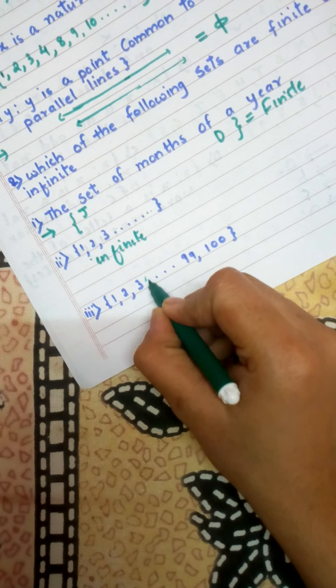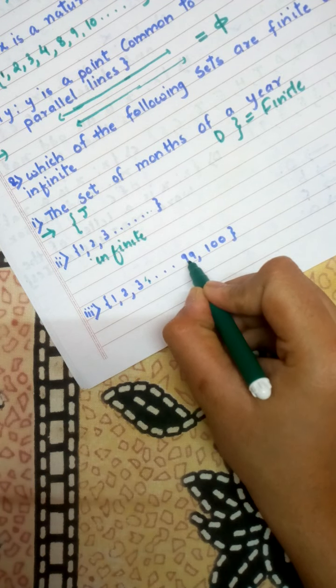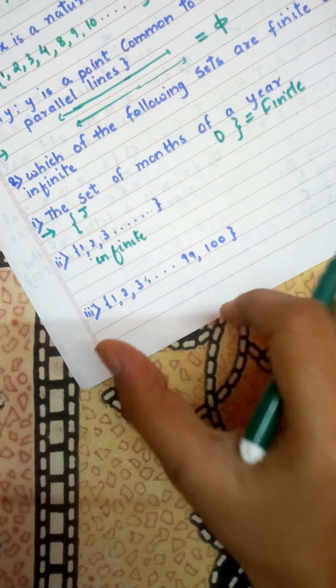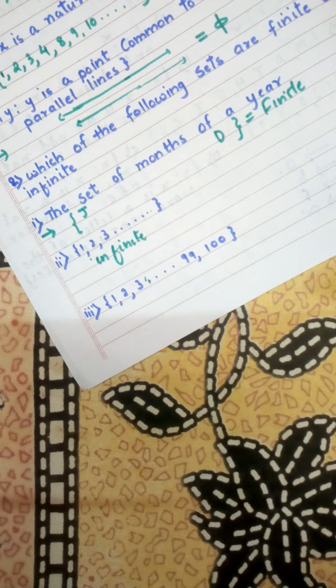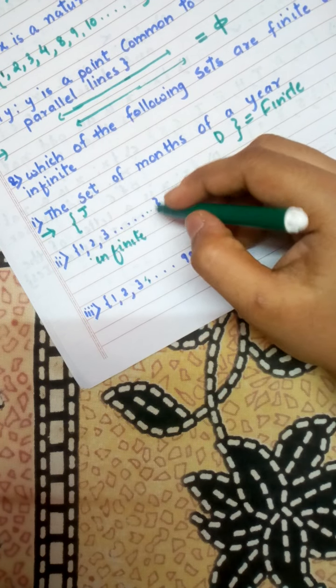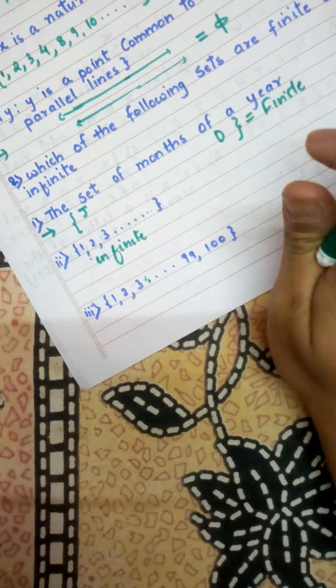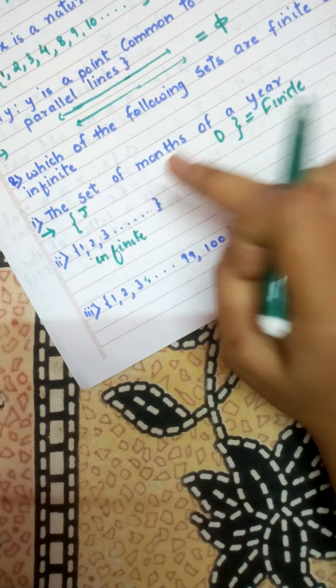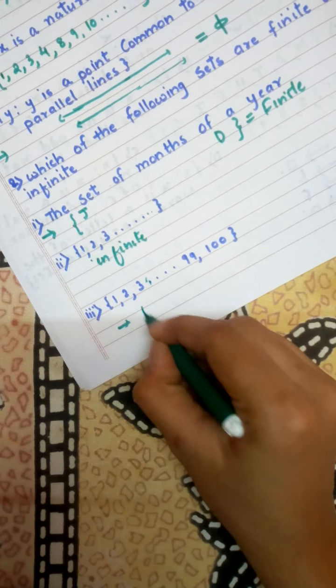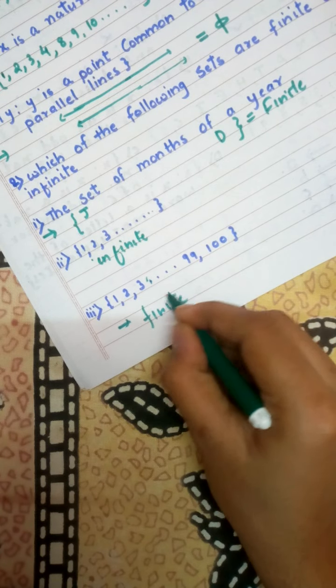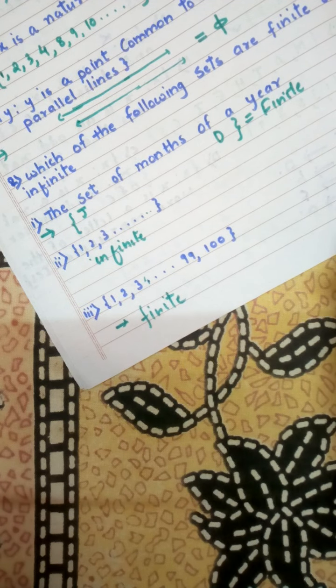Now here we know that 4, 5, 6 up to 99, then 100. Okay, that means this set has a finite number of elements. In the previous example, we don't know where the dots are going to stop. Therefore that one has an infinite number of elements, but this one has a finite number of elements.